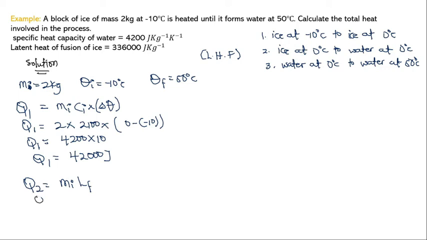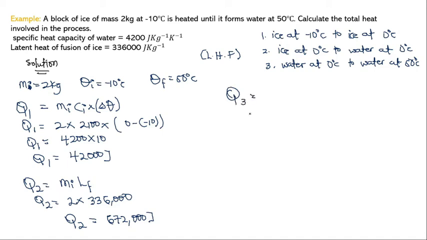So in this case, it will become Q2 is equal to the mass is still 2 multiplied by the latent heat of fusion of ice, which is 336,000. Okay, so it means Q2, or the heat involved in converting the ice to water at the same temperature, in this case, is what? 672,000 joules.